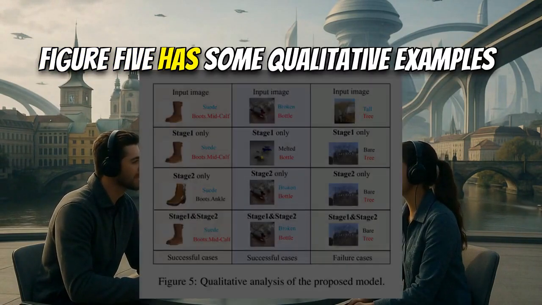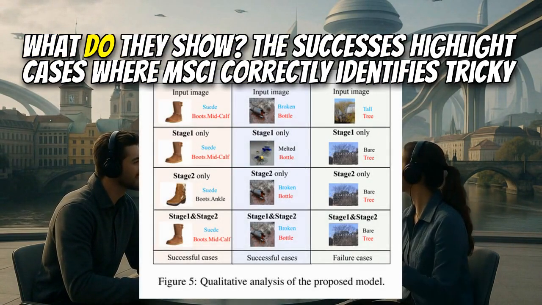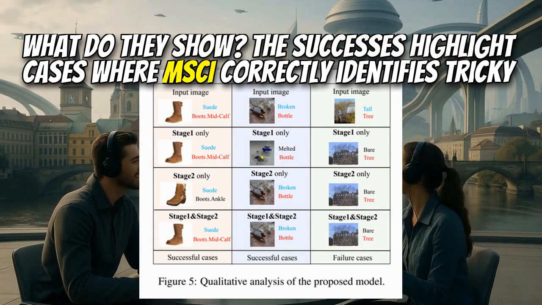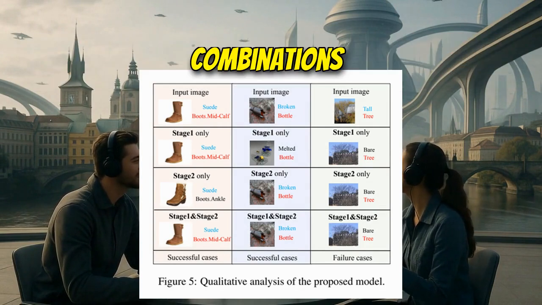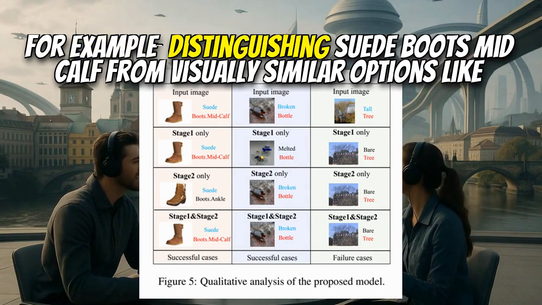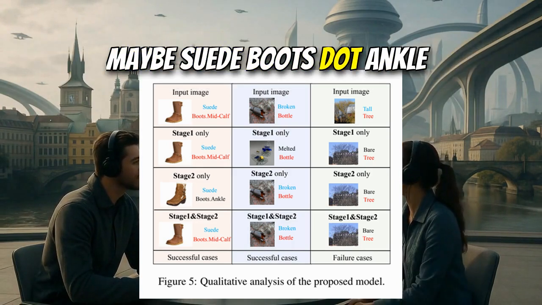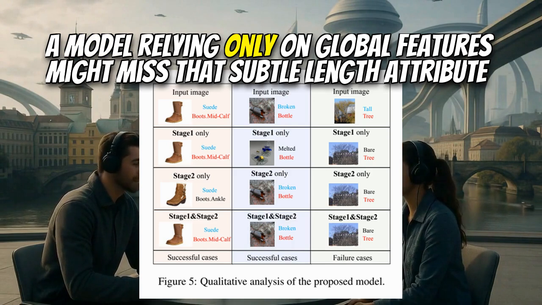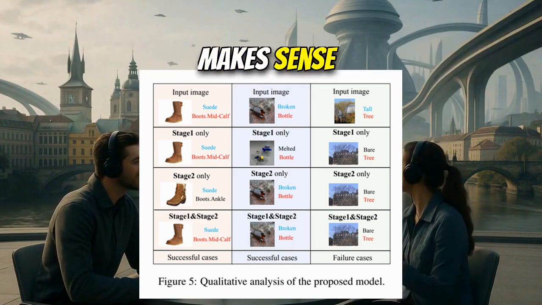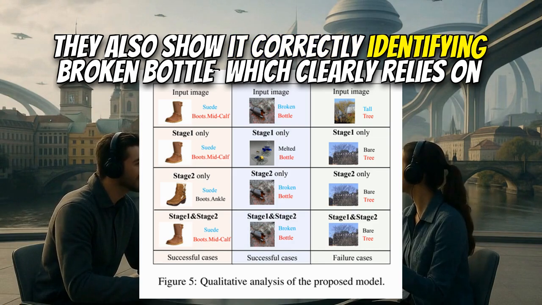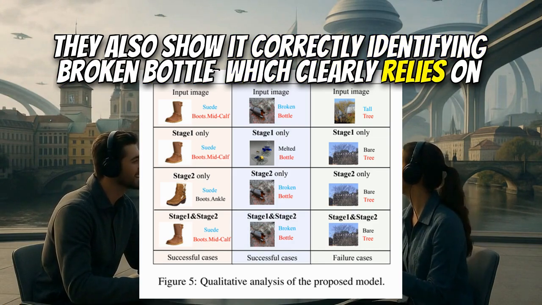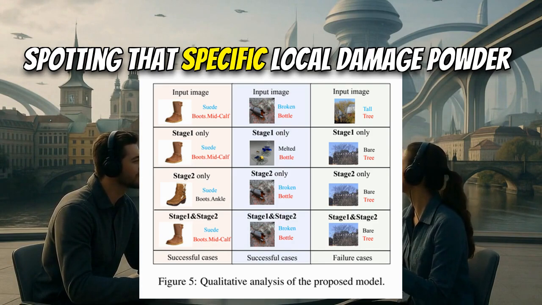Yes, Figure 5 has some qualitative examples. What do they show? The successes highlight cases where MSCI correctly identifies tricky combinations. For example, distinguishing suede boots mid-calf from visually similar options, like maybe suede boots ankle. A model relying only on global features might miss that subtle length attribute. Makes sense. They also show it correctly identifying broken bottle, which clearly relies on spotting that specific local damage pattern.